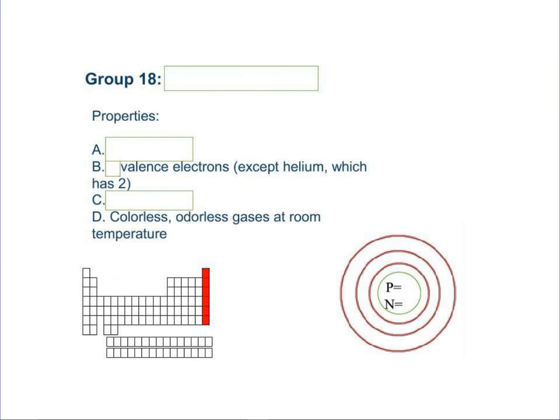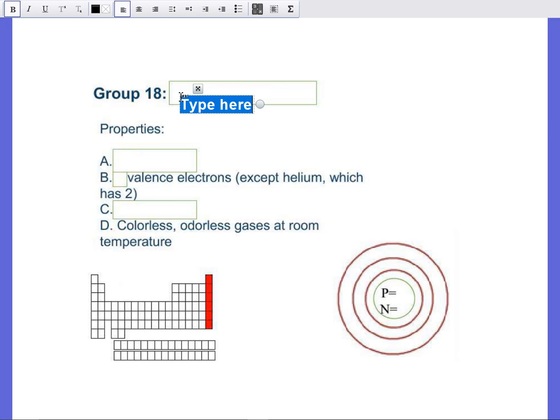Our last group is called group 18. And group 18 is called the noble gas. They're all nonmetals. They all have 8 valence electrons, except for the one exception, which is helium. Helium only has a total of 2 electrons, which is why it only has 2 valence electrons. The noble gases are unreactive.